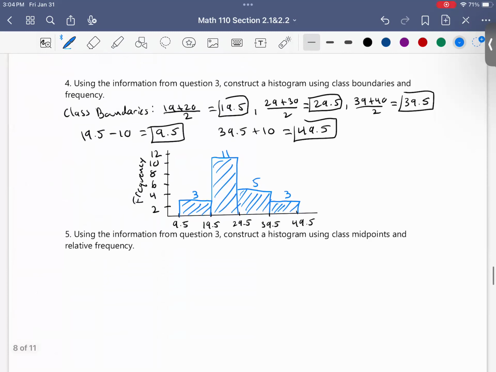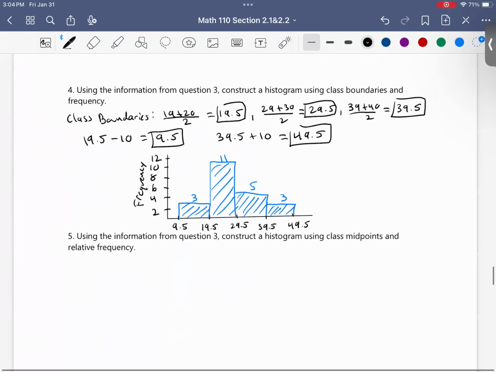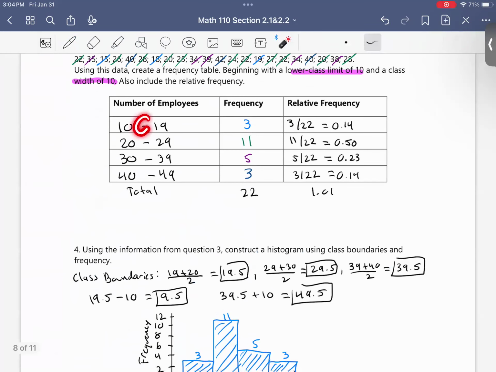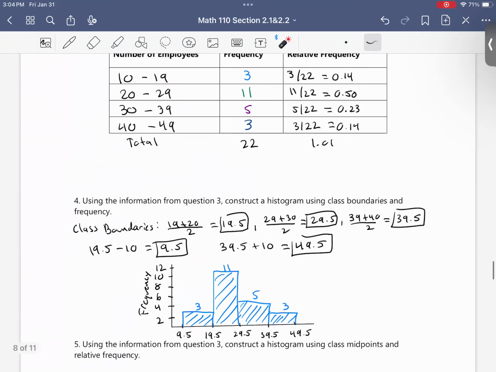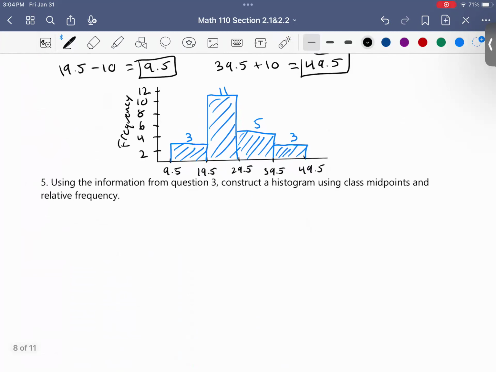But okay, let's go ahead and jump to question 5 and do class midpoints and relative frequency. So same process, we need to figure out what our midpoints are. And really a midpoint is just the middle point between these classes. So that's a little easier to do. Midpoints are always a bit easier to do. So it should be 10 plus 19 divided by 2, which is 14.5.